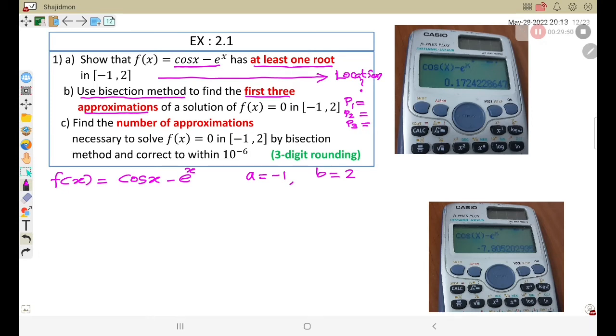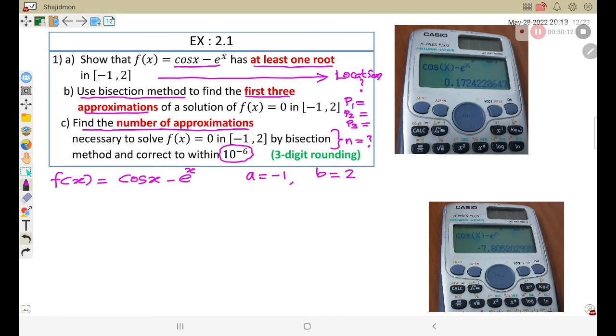Now the third part of the question, find the number of approximations. What is the meaning of number of approximations? We need to calculate n. How many steps will a computer take? That is the meaning of number of approximations. Okay, necessary to solve by the bisection method and correct to 10 power minus 6. See, the error number is given here, 10 power minus 6.